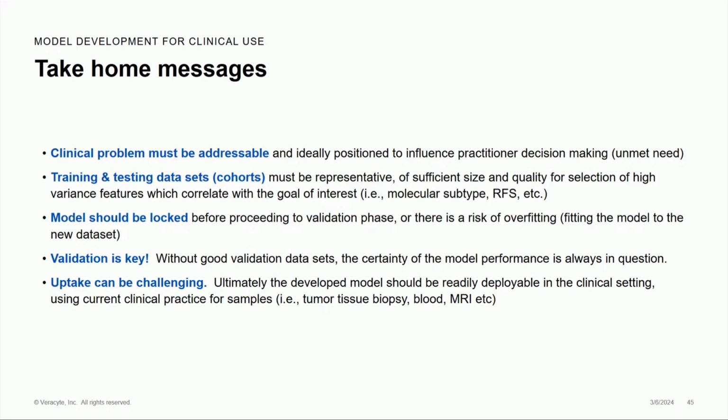So if you're doing imaging, building a model around imaging, you need extraordinary amounts of data to see patterns. For gene expression, a couple hundred to 800 patients in a cohort is probably ideal to build a good model. And they need to correlate with a goal of interest, so subtyping, recurrence-free survival.